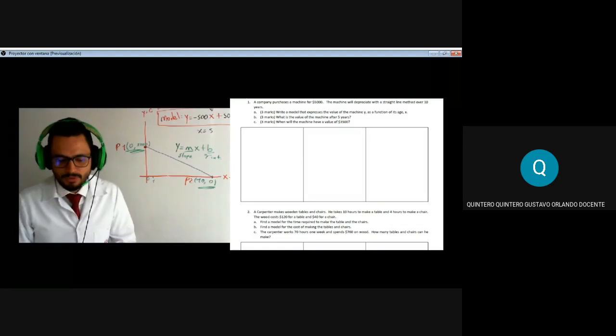But what about for the people who don't like to count? What about the people who like to use the model? All right, let's replace the model for the information we know. We know the model is y equals negative 500x plus 5,000, right? That is the model. And now, instead of knowing the amount of years, we know the amount of money. So we're not going to replace in x. Remember, x was the years. We don't know the years.